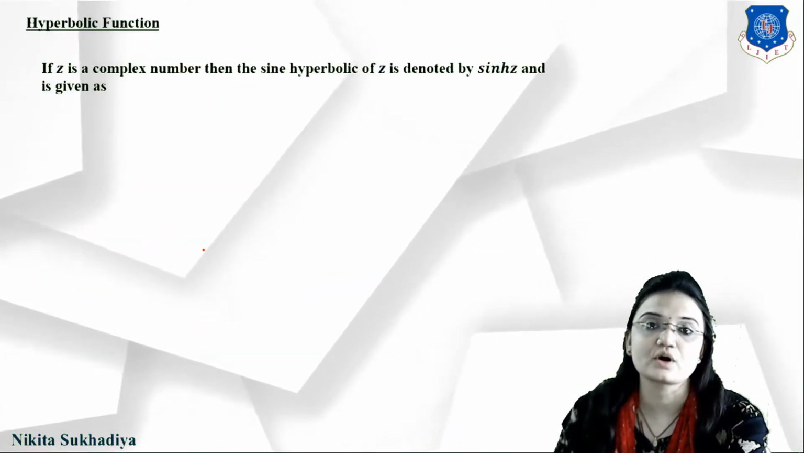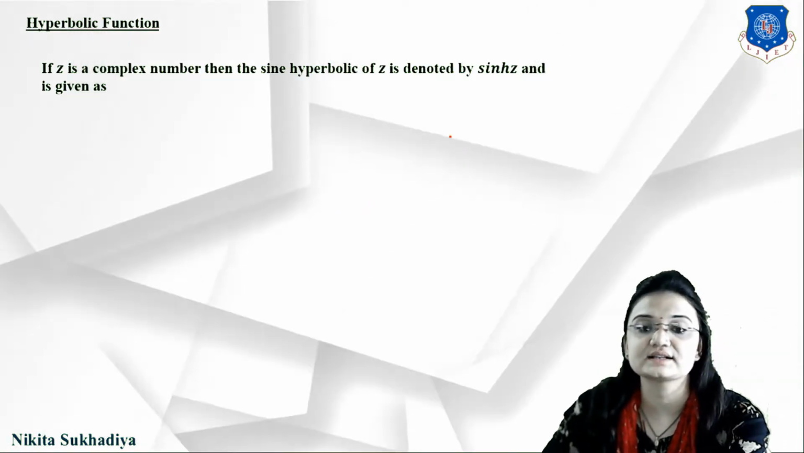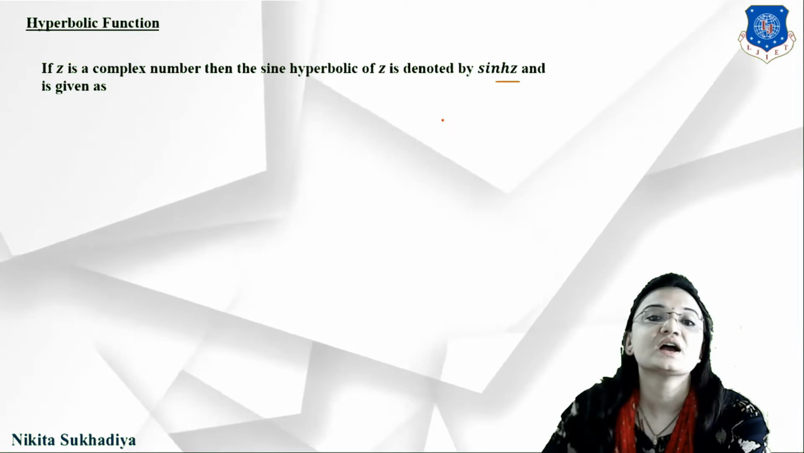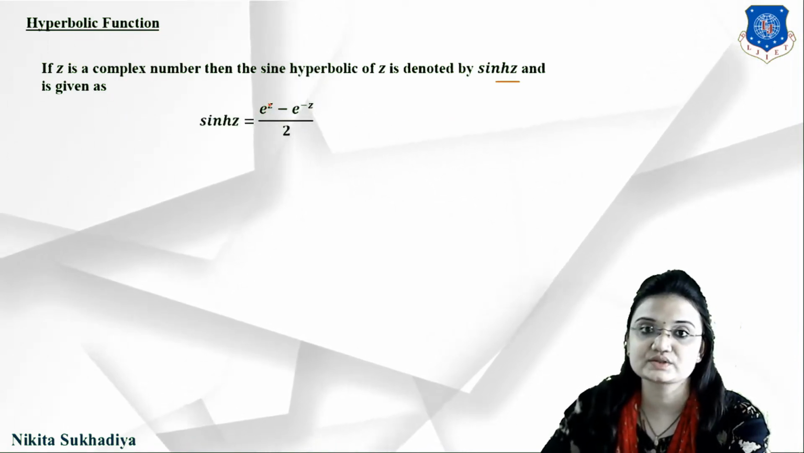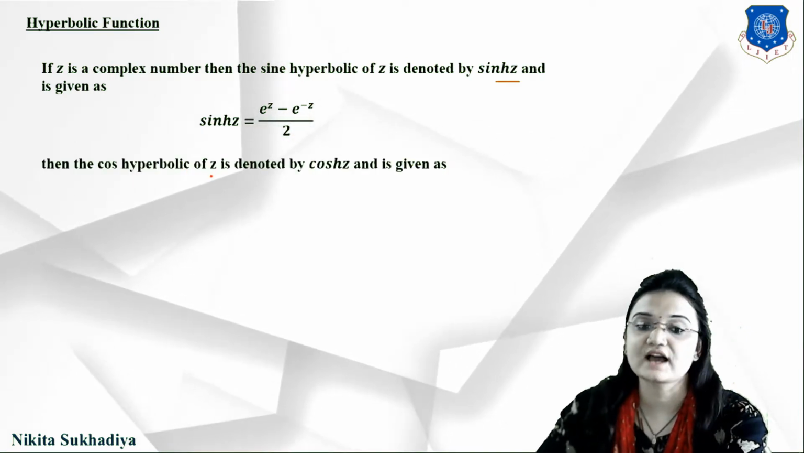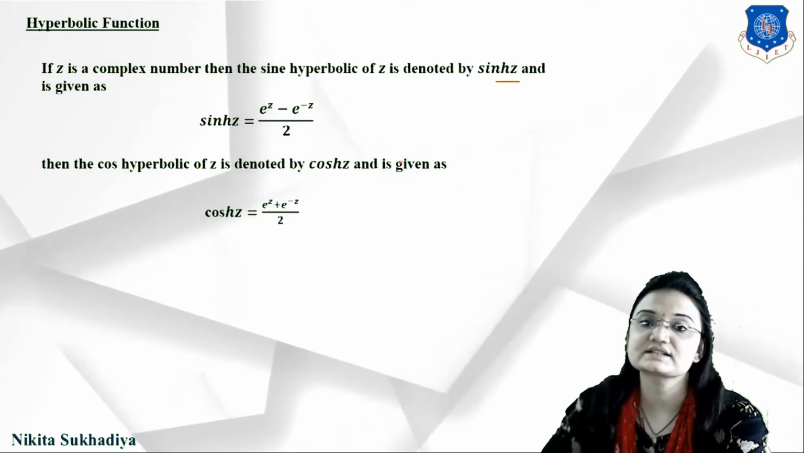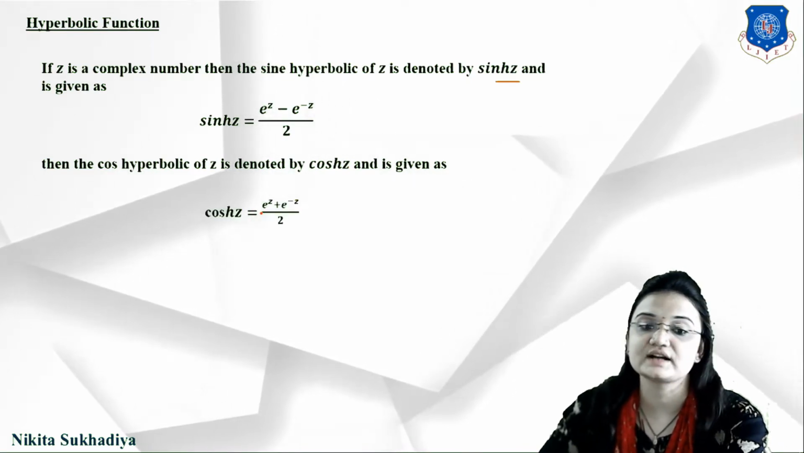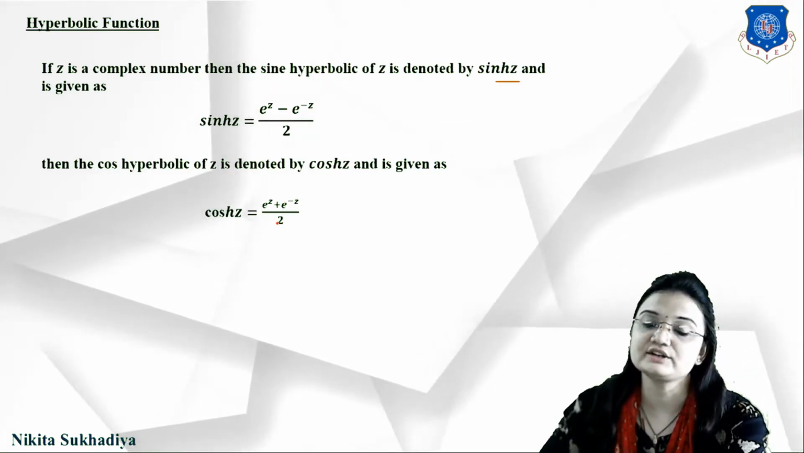If z is a complex number, then the sine hyperbolic of z, denoted by sinh z, is given as sinh z is equal to e raised to z minus e raised to minus z, divided by 2, and the cos hyperbolic of z, denoted by cosh z, is given as cosh z is equal to e raised to z plus e raised to minus z, divided by 2.